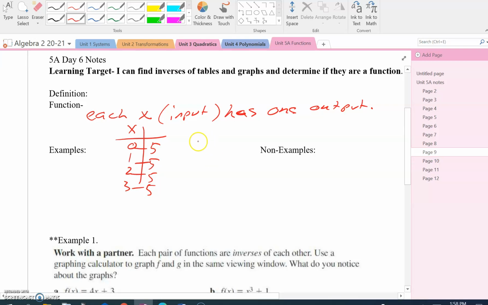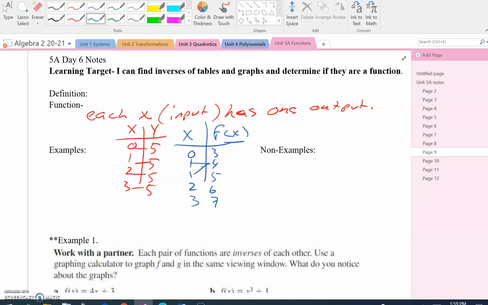What you can't have, and I'm going to use our new terminology, so that's our function, that means the same thing, is two inputs going to the same output. We cannot have that. That's not a function.